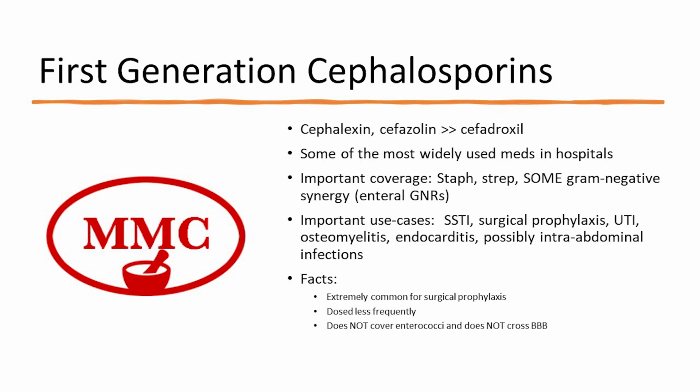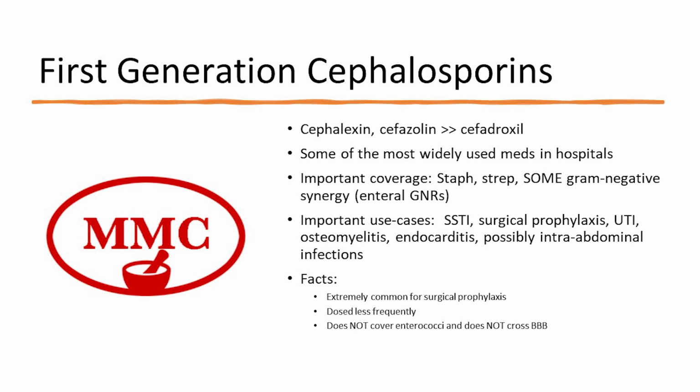Getting into your cephalosporins, the first generation cephalosporins, you have cephalexin, cefazolin, and then there's also cefadroxil, which I've never seen used once. These are some of the most widely used meds in the hospital. In terms of coverage, they cover staph, strep, and they have some elements of gram-negative synergy with enteral gram-negative rods. There have been recent studies showing the potential for gram-negative coverage, so that's been pretty interesting lately. In terms of important use cases, you have skin and soft tissue infections, surgical prophylaxis, UTIs, osteomyelitis, endocarditis, and possibly some use with that gram-negative synergy in intra-abdominal infections.